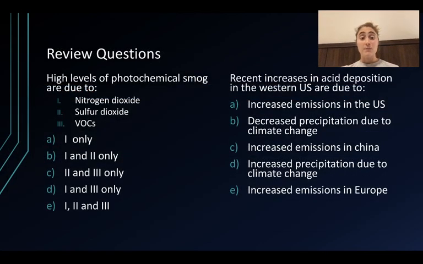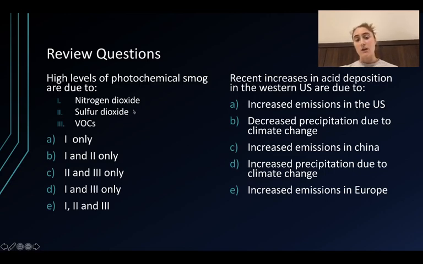Okay, and that was the last big concept. So this was sort of a short one, but we'll go over a few review questions here. High levels of photochemical smog are due to nitrogen dioxide, sulfur dioxide, and VOCs. So high levels of photochemical smog are going to be a result of nitrogen oxide being broken down by sunlight into NO and O. And on those heavy days, it's going to be those NOs reacting with VOCs as well. So your correct answer here is D, numbers 1 and 3.